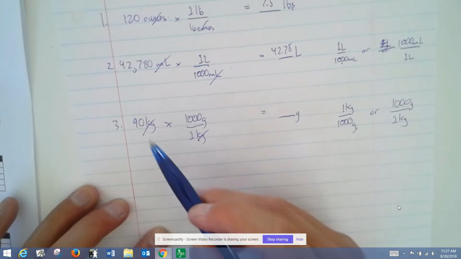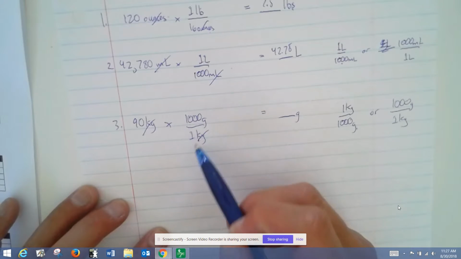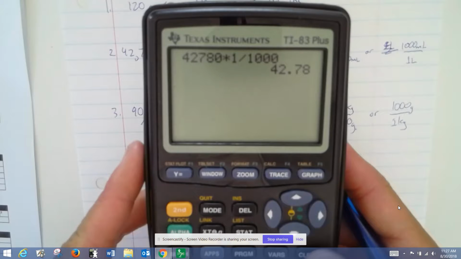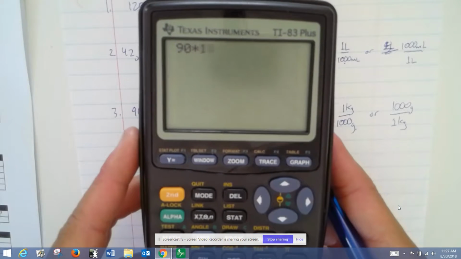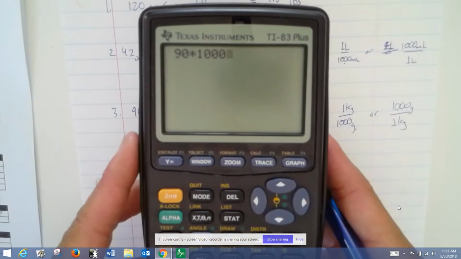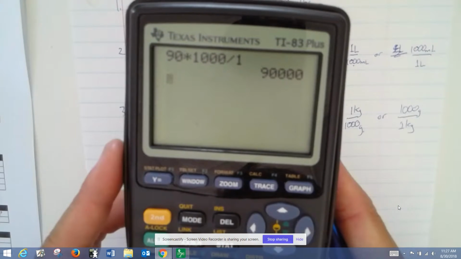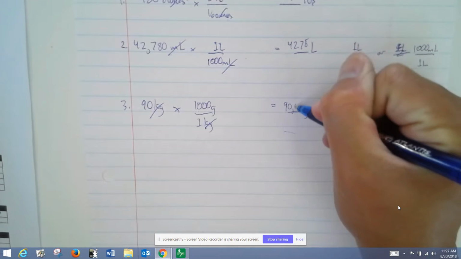That's 90 times 1,000 divided by 1. Let's double check if you're not sure. 90 times 1,000, divided by 1, I'm sorry. Technically, it's divided by 1 on the bottom. That's 90,000. It's 90,000 grams. I'm going to do one more, and then you got to do the last two by yourselves, okay?